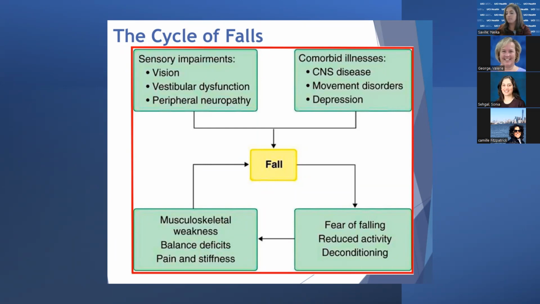Once the person falls, they can develop a fear of falling. So therefore they reduce their activities, they become deconditioned. Then now their muscles become weak, and the balance deficits, they're more stiff, pain. They go to stand up again, or they go to do an activity again, and then they fall again. So it becomes a big cycle of having a problem. Okay, next slide, please.